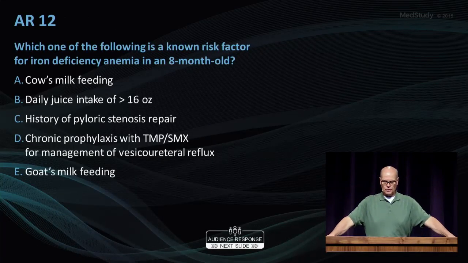So which one of the following is a known risk factor for iron deficiency anemia? Let's move on to iron. In an 8-month-old: lots of cow's milk early on, lots of juice, history of pyloric stenosis, chronic prophylaxis with TMP-SMX for management of reflux, or goat's milk feeding.